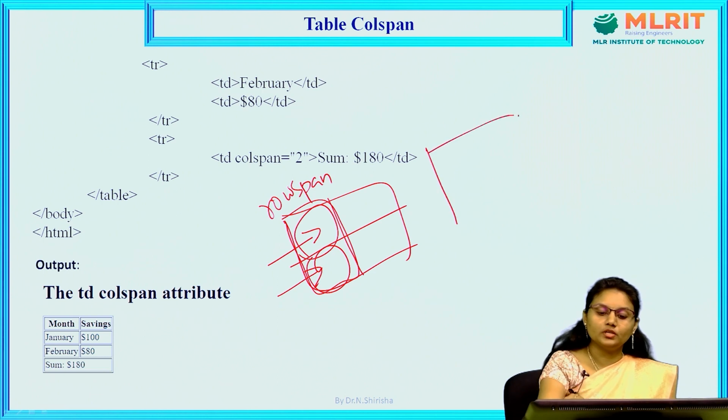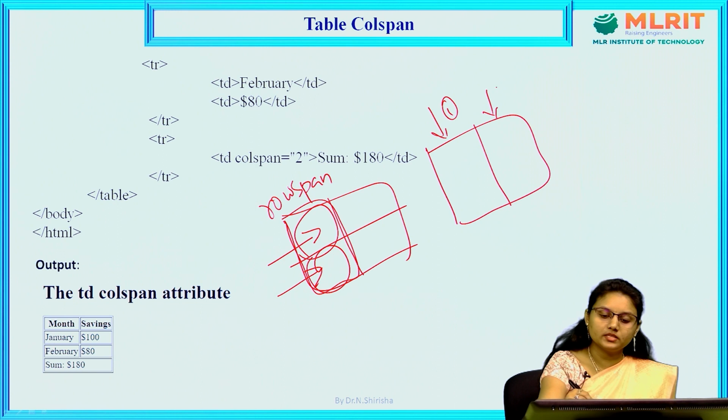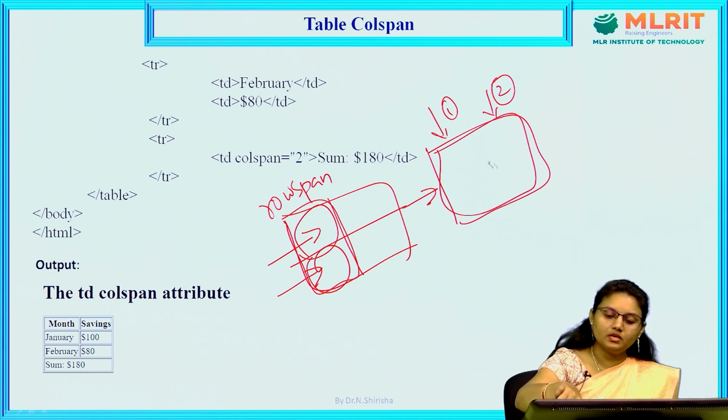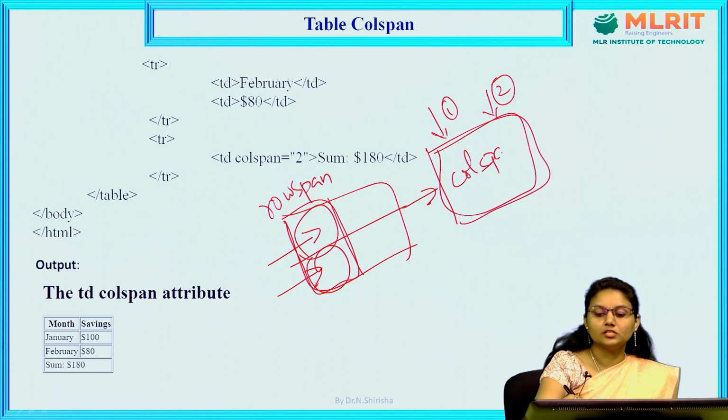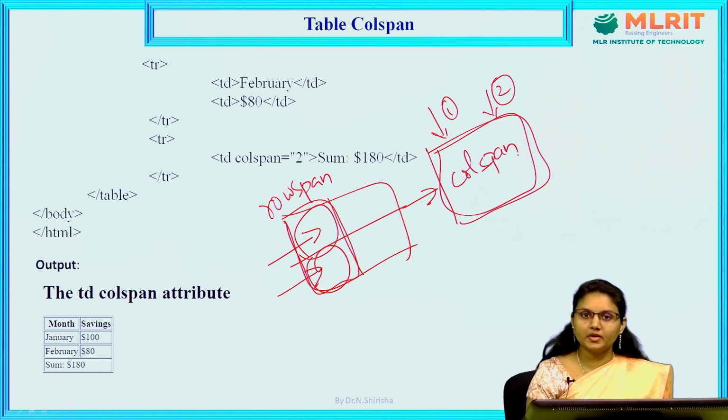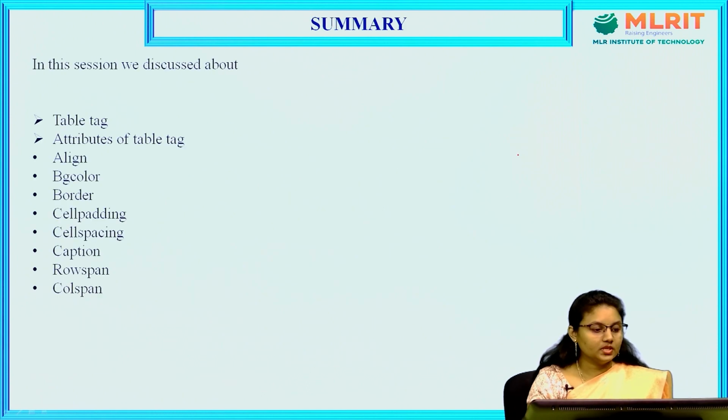Suppose if you want to merge 2 columns, so this is one column and this is second column. If you want to merge these 2 columns, then it will become one row. So this entire thing will be merged. So here you have to use this col span. So that is the difference between row span and col span. When you use row span, the rows will become one column. When you are using col span, 2 columns will get merged and it will become one row. Clear? So that is about table tag with few attributes.